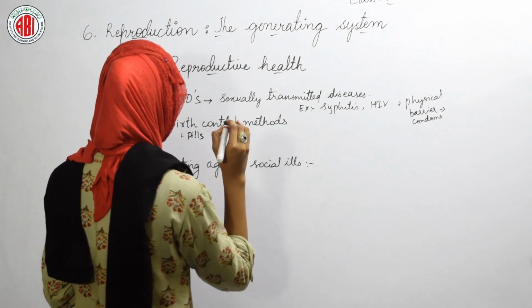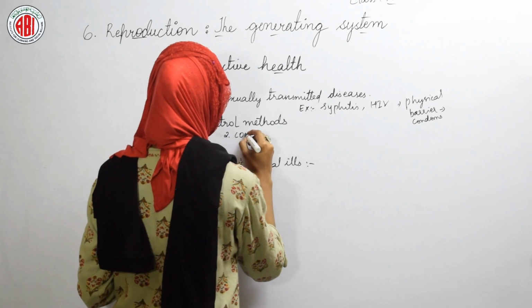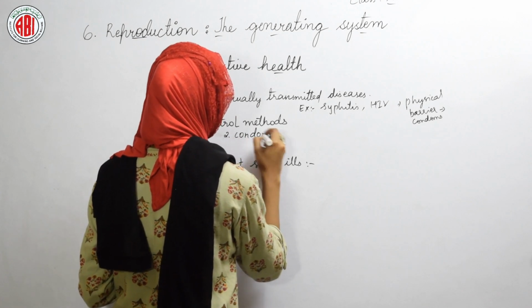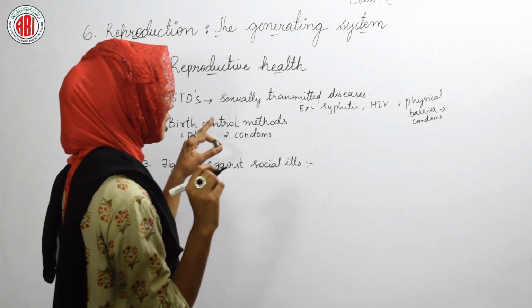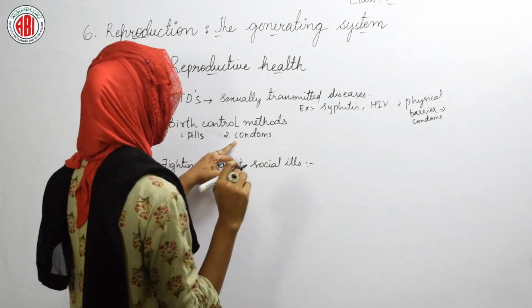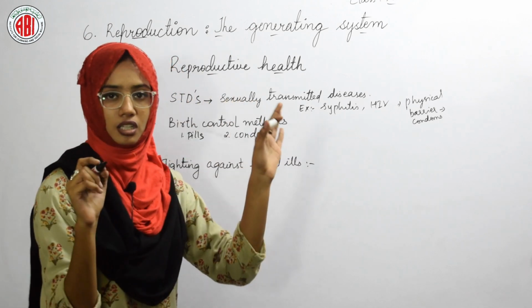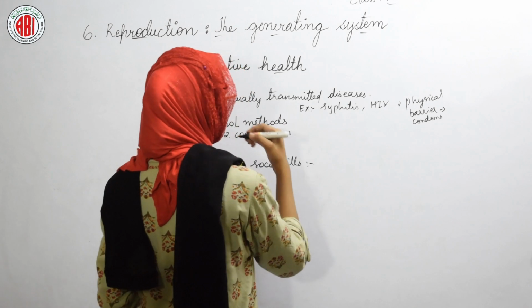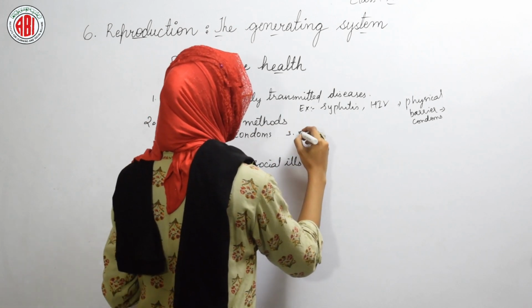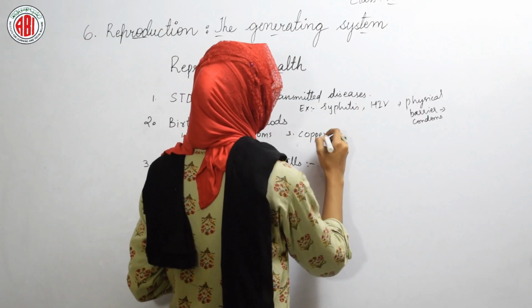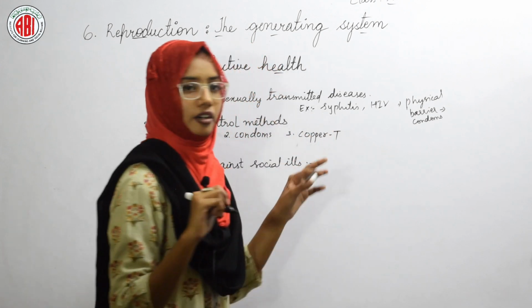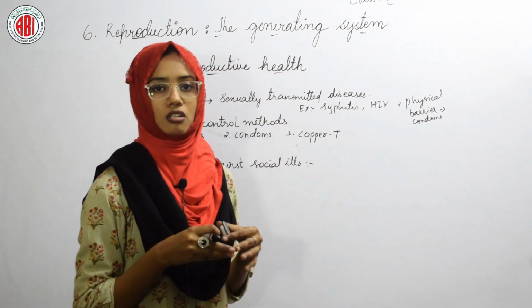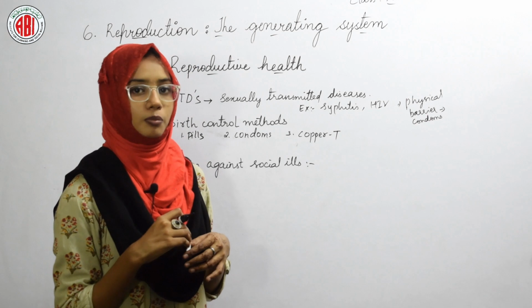And the next one is that we can use physical barriers like condoms. These condoms are used to prevent sexually transmitted diseases and also to control the birth of a child. The next one is copper T. Copper T is a physical barrier which is fixed into the uterus of a female in order to control the birth of a child.